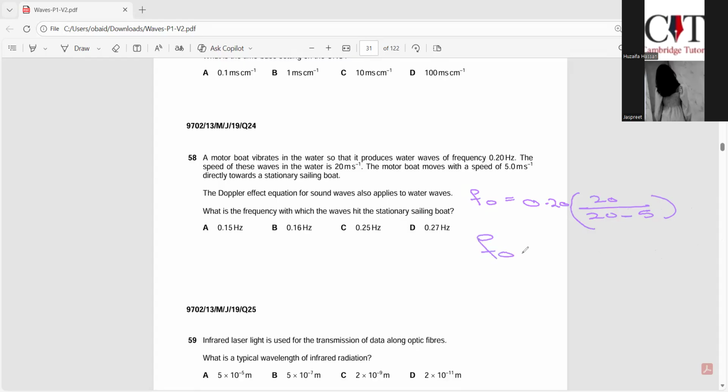The formula is f over fs equals v over v minus vs. Now tell me the answer. Is it clear? 0.27. Yes, right. So is the working clear? Yes.